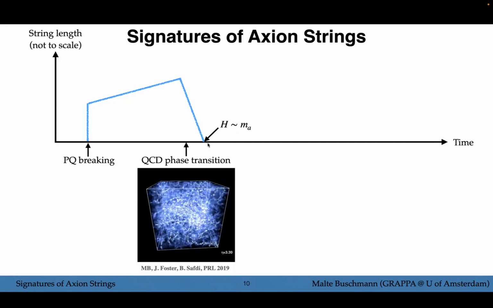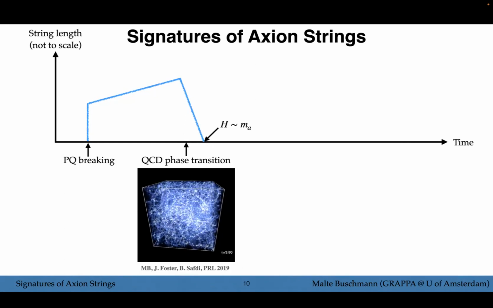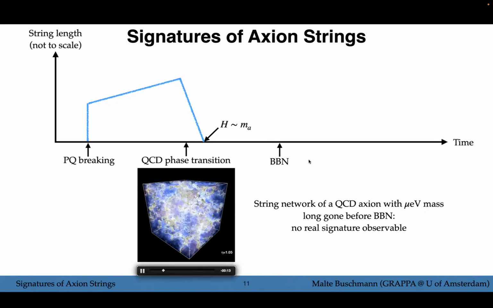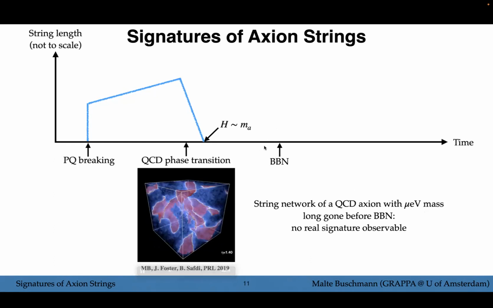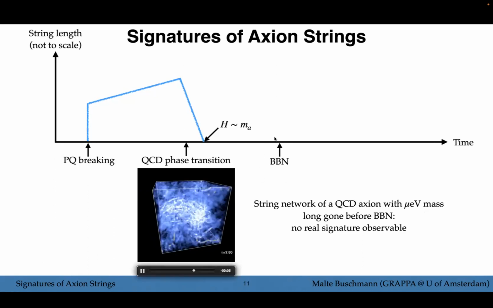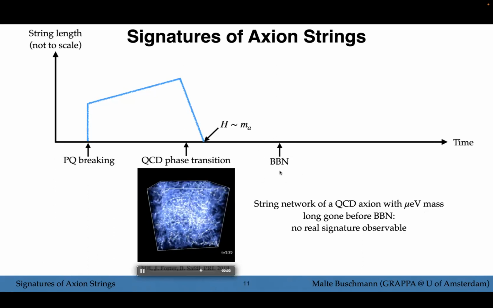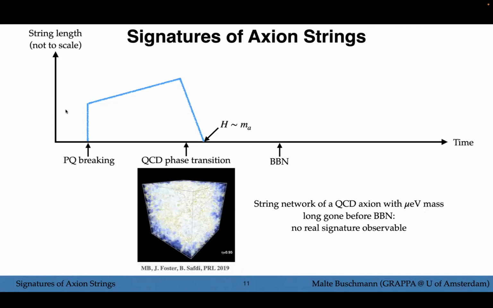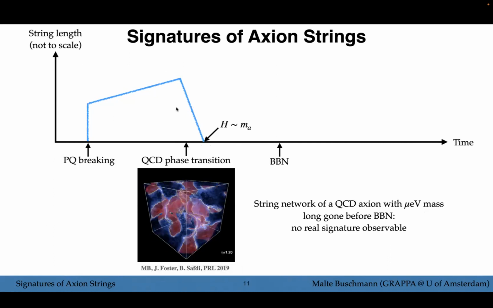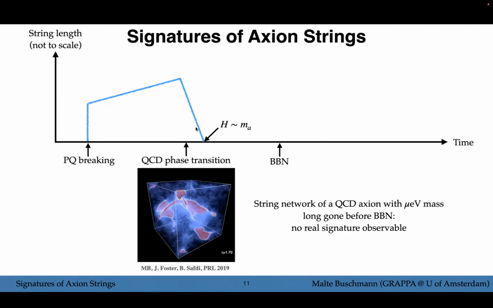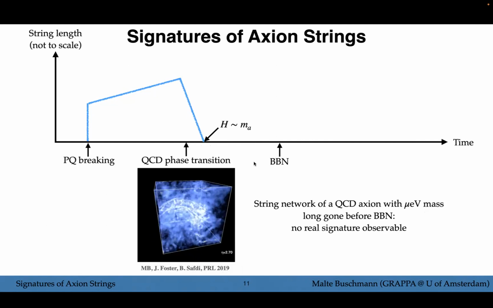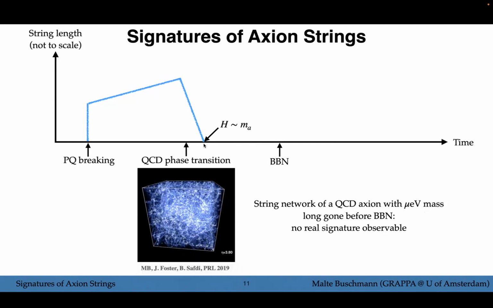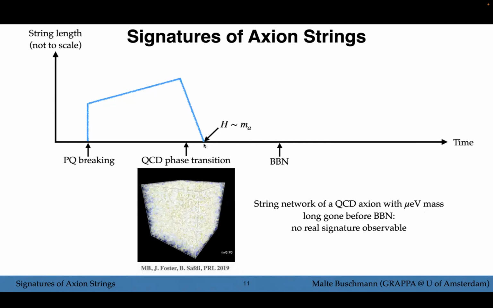Unfortunately, for a QCD axion with domain wall number one, the mass of the axion is around a couple micro eV, which means that by the time you reach anything interesting like BBN, the network is actually long gone. So even if the network interacts with the standard model soup in any non-trivial way, any of these signatures will have just thermalized away. Essentially, your string network just doesn't live long enough to have any other direct signatures that you might be able to observe.